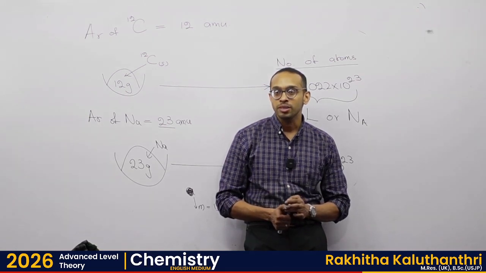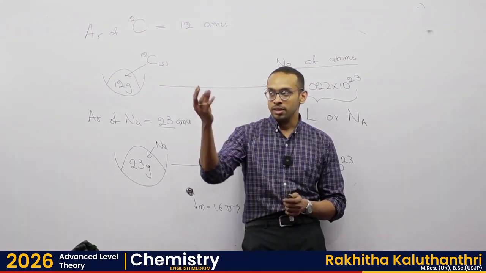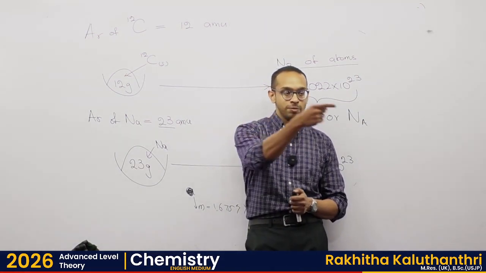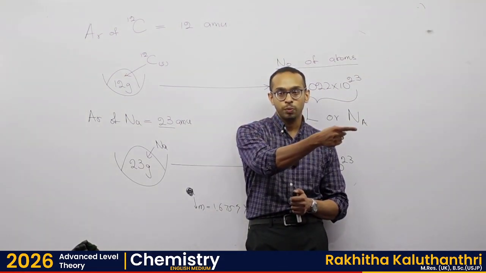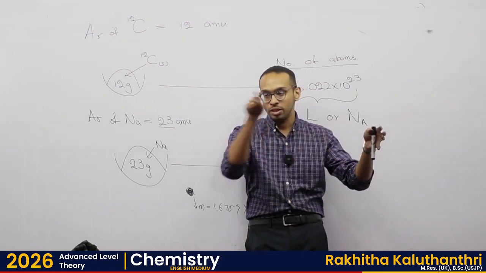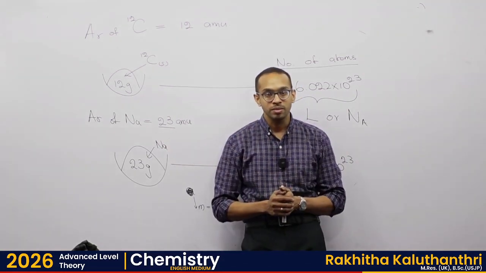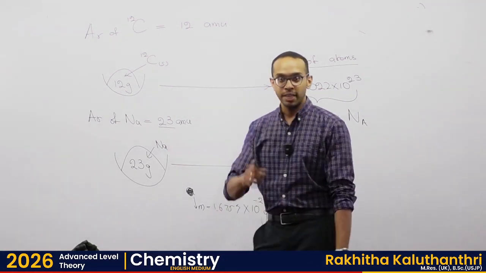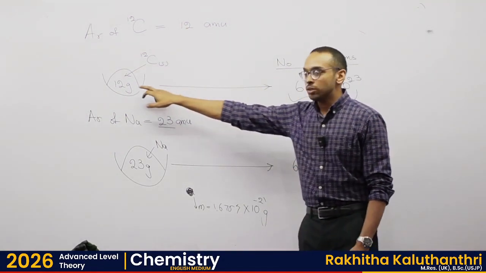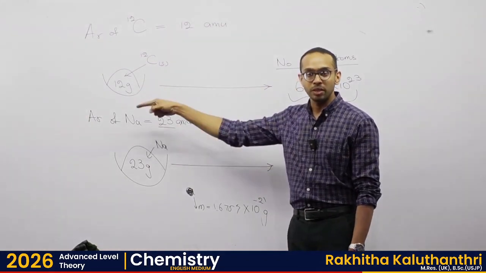It will be 4 grams. Why? Helium's relative atomic mass is 4. So if you take helium's relative atomic mass in grams, that is 4 grams. 4 grams have 6.022 into 10 to the power 23 atoms, which is 1 mole. So we can go in the other direction as well. If I take 1 mole, what is the mass? 4 grams. Or if I take 1 mole of carbon, what is the mass of 1 mole of carbon? 12 grams. You should be able to work it out both ways.